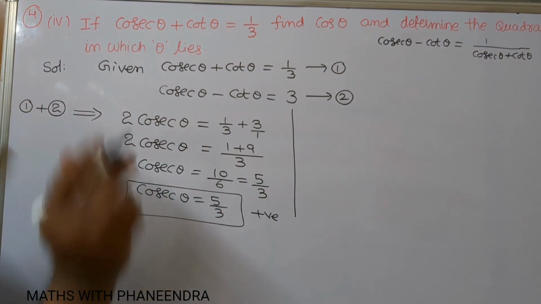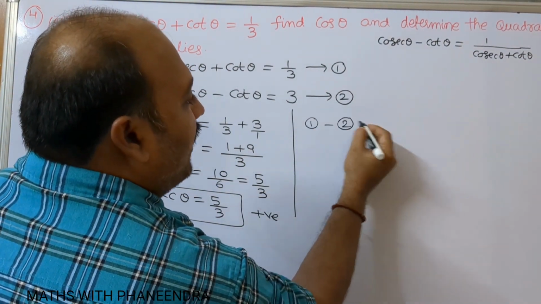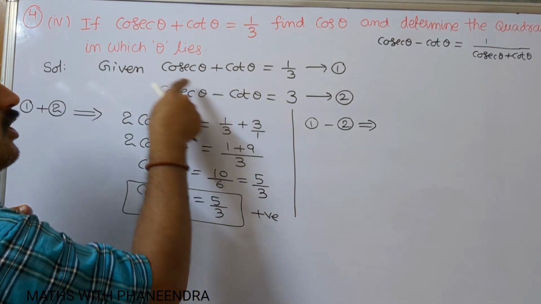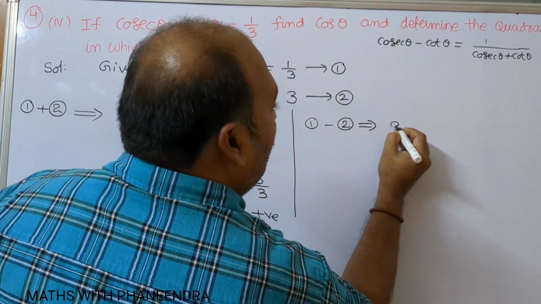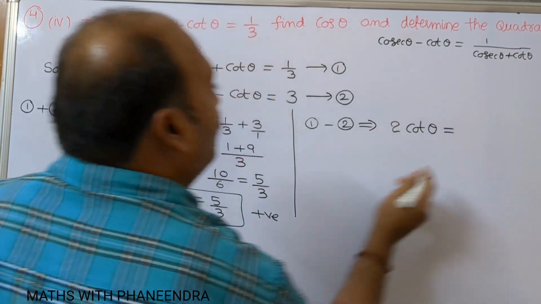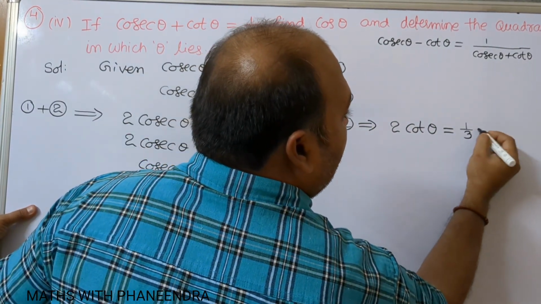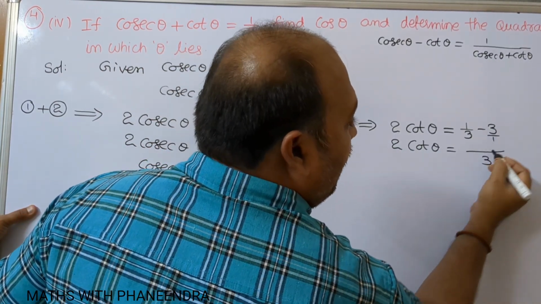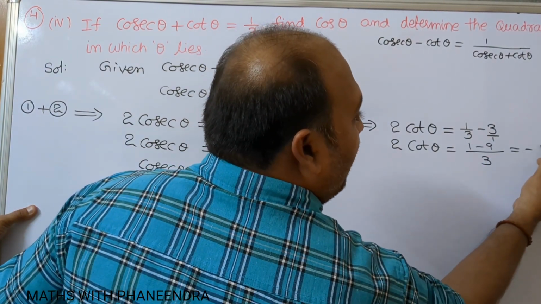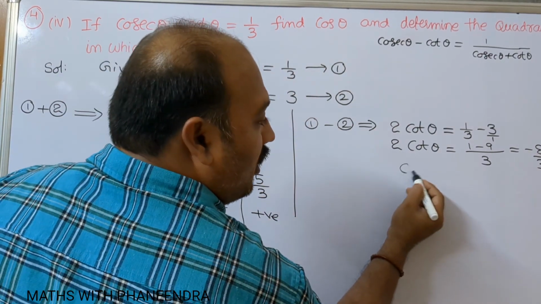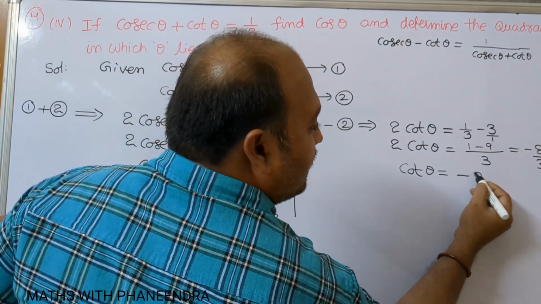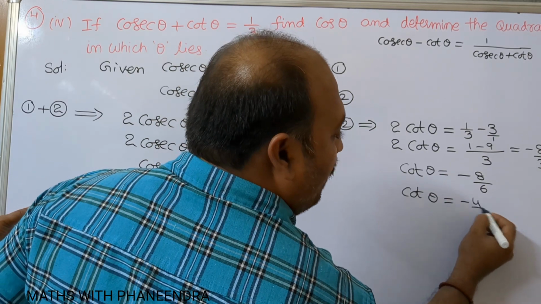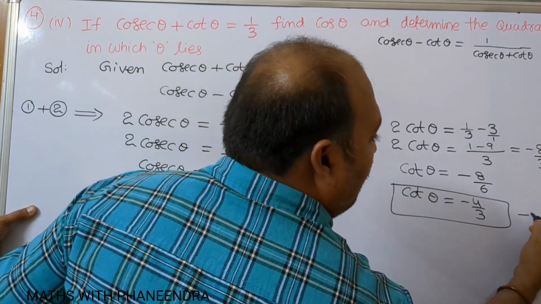In the next step, I am going to do equation 1 minus equation 2. Whenever you are subtracting, here minus, here plus, here minus will come. Cosecant theta gets cancelled. 2 cot theta is equal to 1 by 3 minus 3. So 2 cot theta equals, taking LCM, 3 means 3 by 1, 1 minus 9, minus 8 by 3. So cot theta equals minus 8 by 6. 2 1s, 2 4s, 2 3s. Cot theta equals minus 4 by 3. It's a negative value.